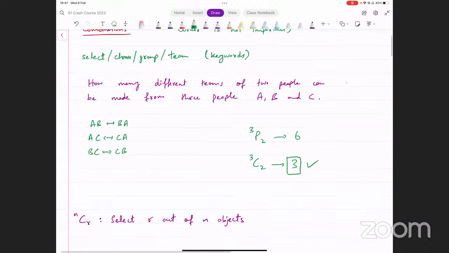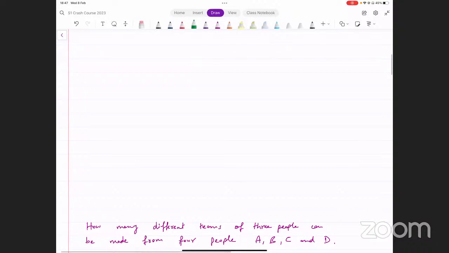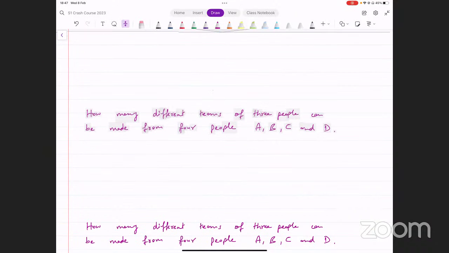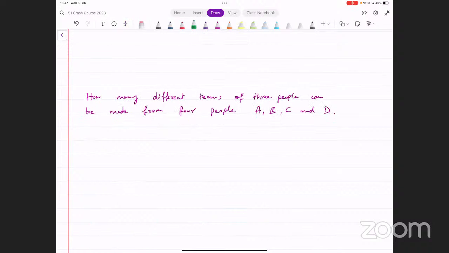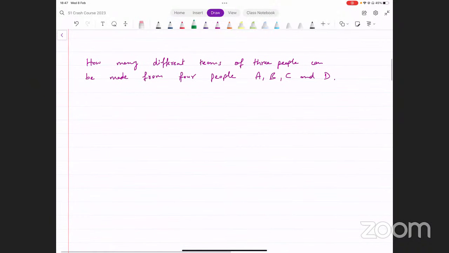All right, now let's take another example and try to understand how this combination formula works. Very similar to the last example, how many different teams of 3 people can be made from 4 people, A, B, C, D, all of these are different people. We could just say this is 4C3, right? We want to choose 3 out of 4 people. And the number of possibilities that you end up getting for this is going to be 4. Just evaluate this on a calculator. You get 4 for that.